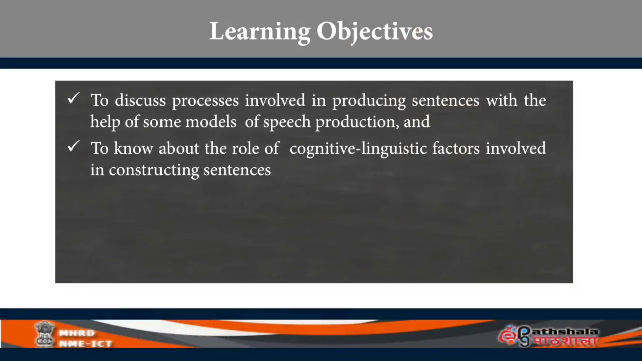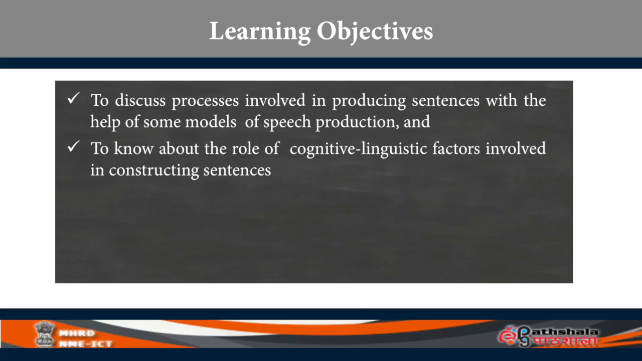Today I will be giving you a lecture on constructing sentences, which is module number 11. The two main points that I would like to discuss in today's lecture are, first, what are the different processes involved in producing sentences. I will mention one or two models. Of course, they are based on English, but attempts are being made to check these models with data from other languages. The second point is about the cognitive linguistic factors which guide us in producing a sentence.